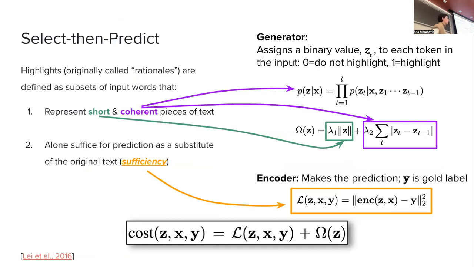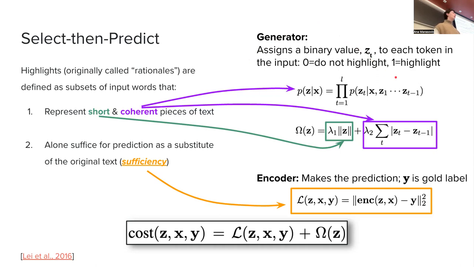Okay, so I was saying that we can also do a select and predict approach, where we do this selection of tokens through model training. The tokens that we select, we shouldn't be selecting too many of them. And they should also be coherent. So we want to encourage the model to pick phrases such as "not good" instead of just maybe "not". It should also have the property of sufficiency: on its own, it's sufficient to make the prediction, which is kind of intuitive. If we deem these important tokens, then they have to have this power.